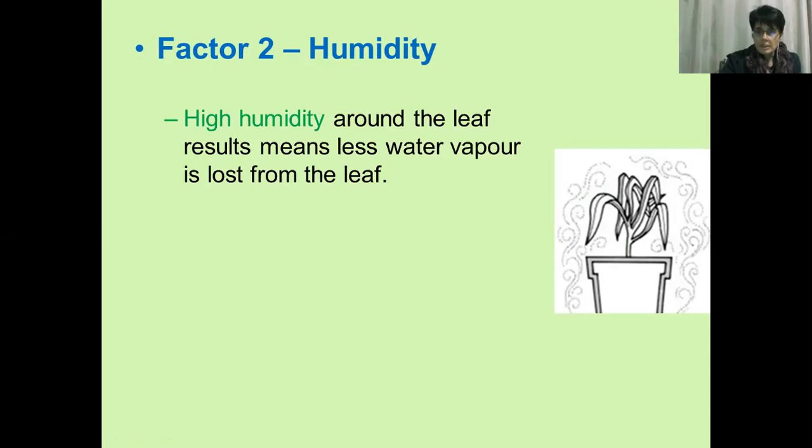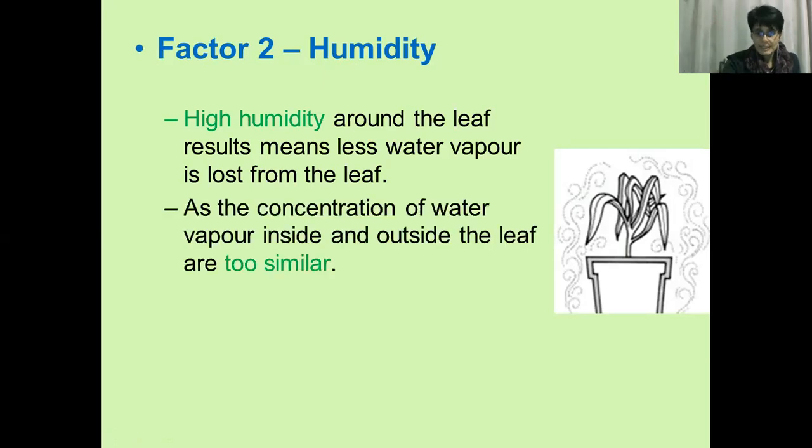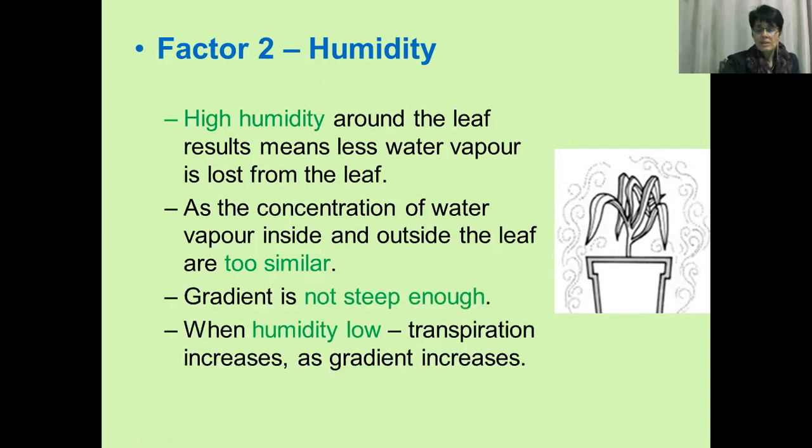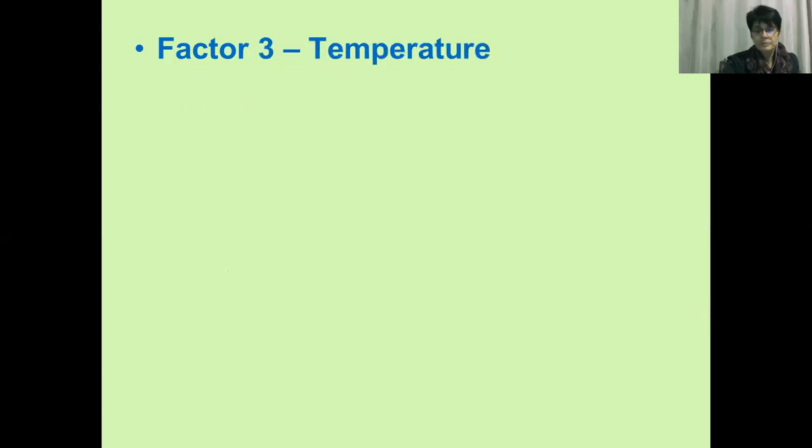If there's lots of humid air around the plant, the gradient between inside and outside is not as steep. So less water will transpire from the leaves because the concentration inside and outside the leaf is too similar. So then transpiration slows down.